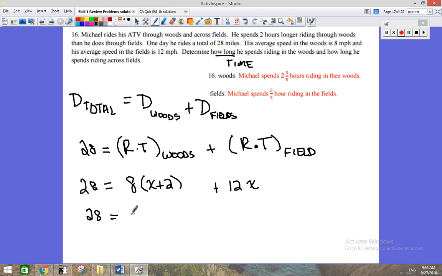I've got 28 is equal to 8X plus 16 plus 12X. Subtract 16 from each side. Add these together. Divide by 20.